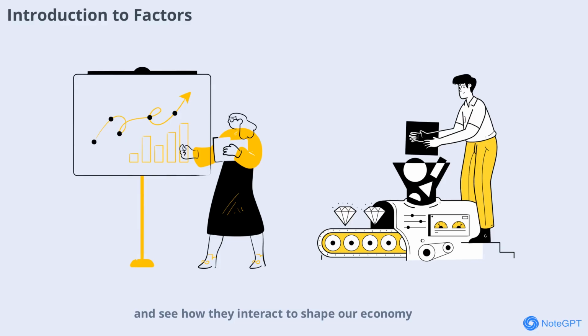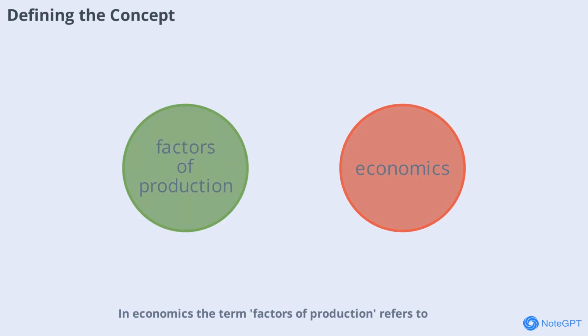shape our economy. Let's start by defining what factors of production actually are and why they matter so much in the world of economics. In economics, the term factors of production refers to the resources used to produce goods and services. These resources are grouped into four main categories: land, labor, capital, and entrepreneurship. Each plays a distinct role in the production process, and together they form the backbone of any economy. Without these factors, production simply wouldn't be possible.